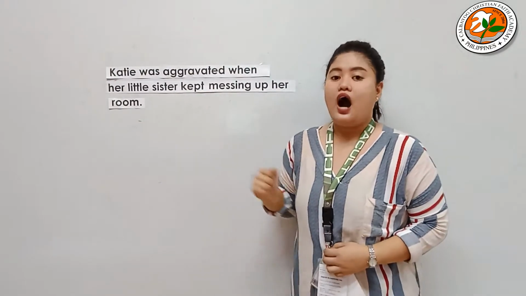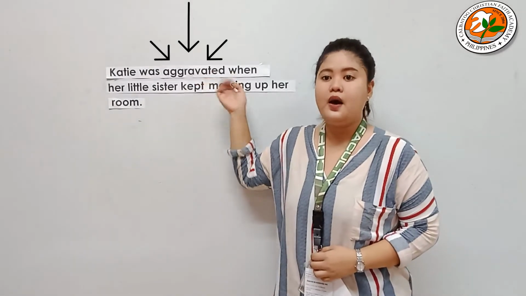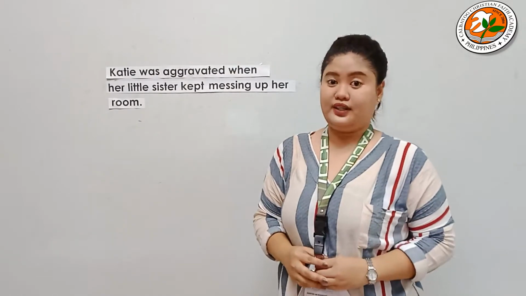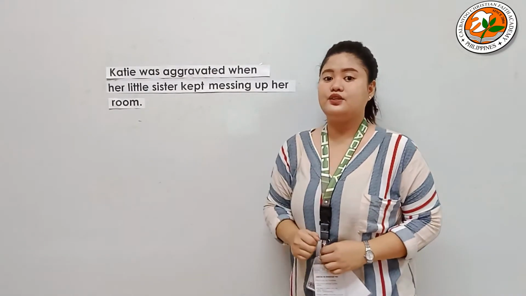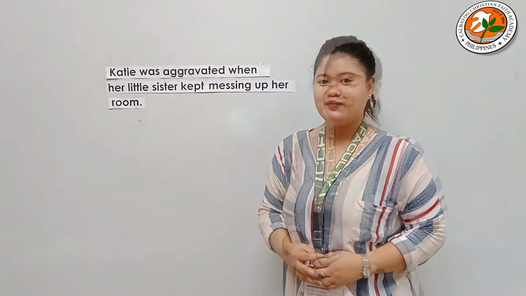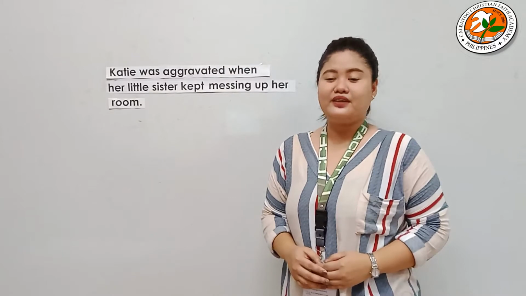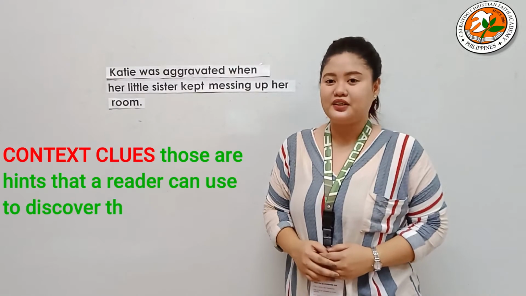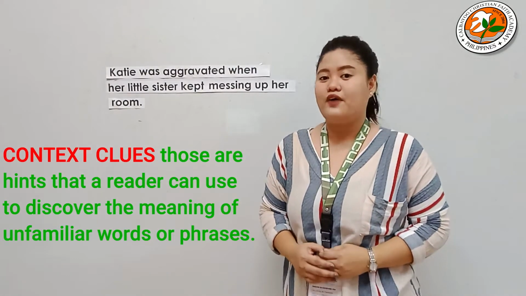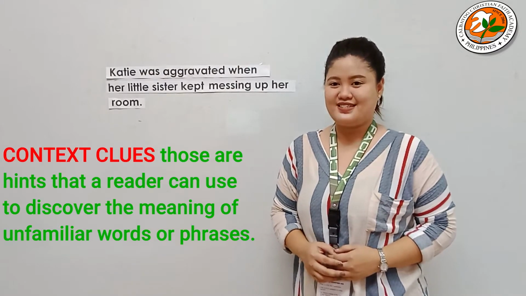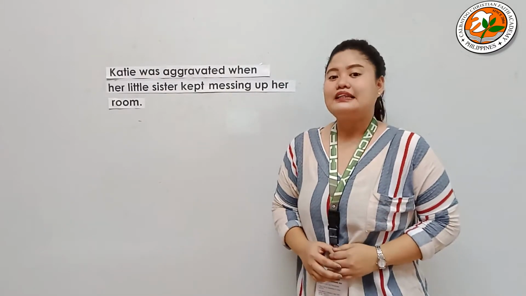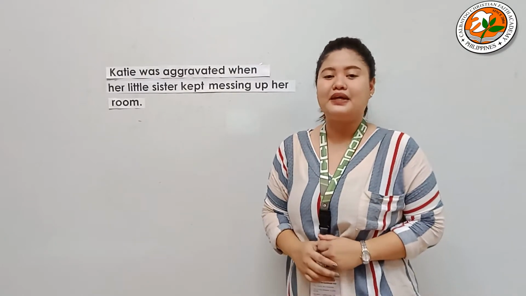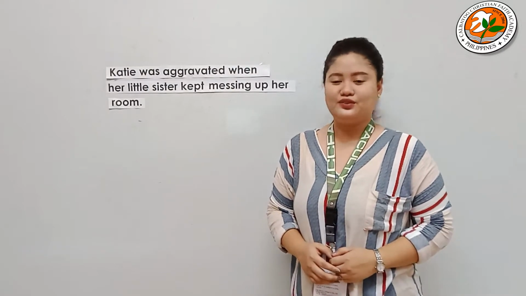In this sentence, this word aggravated may be an unfamiliar word to you, and you may have trouble sounding it out. To understand this sentence, we will use the context clues. Okay, so now what do we mean with context clues? When we say context clues, those are hints that a reader can use to discover the meaning of unfamiliar words or phrases. Yes, you heard it right. Discover. Because in reading, we should look for clues to discover meanings of words that we don't know.